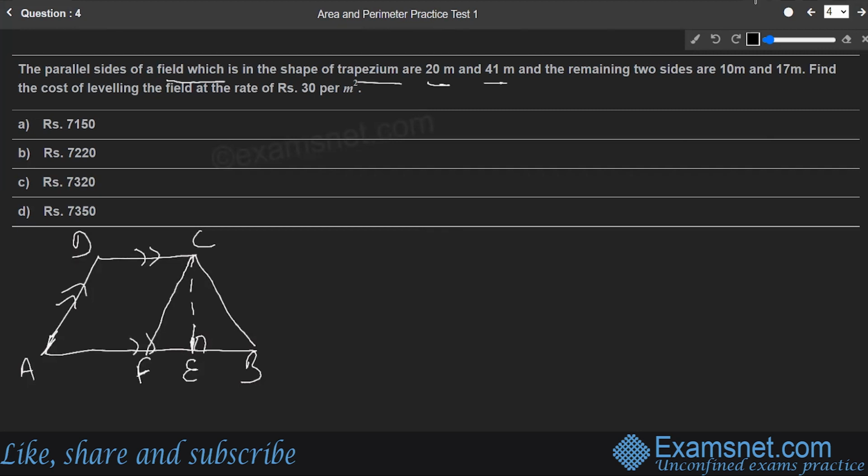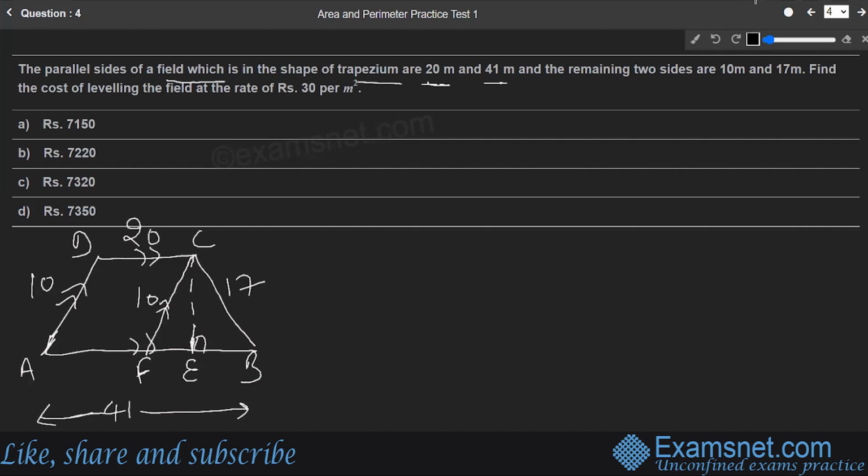Okay, so what else is given to us? The parallel sides of the trapezium are 20 meters and 41 meters. So let's say the shorter one is 20 and the longer one, from here to here, is 41 meters. Then he says the remaining two sides are 10 meters and 17. So this is the remaining one. This is 10, so this side should be 17 meters. If this is 10, then obviously CF is equal and parallel to this, so this is also 10.